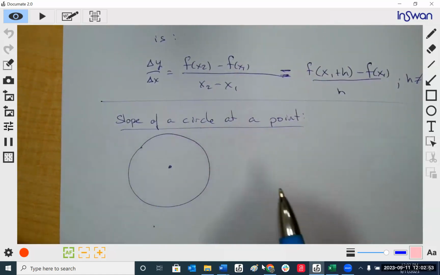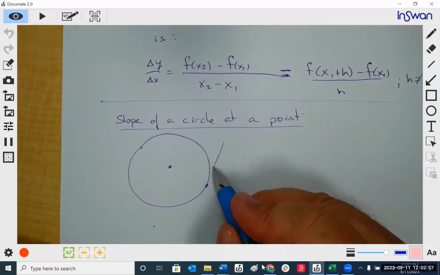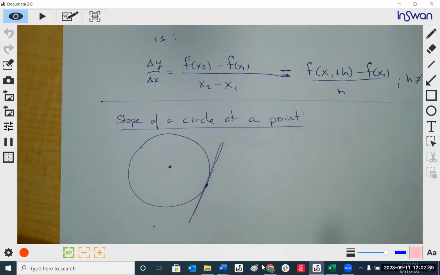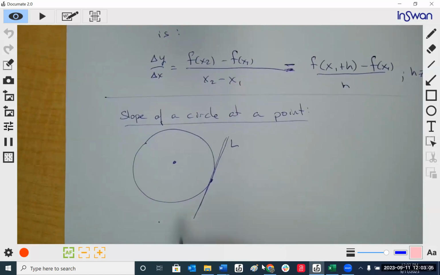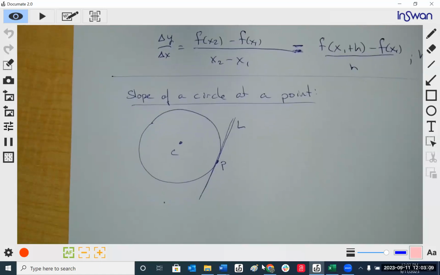Okay, we have the center. Let's say we have a point here, right? So we have to have the tangent line. We'll call that L. That's our center, and this is our point P. So how would you define the slope of a point on a circle?